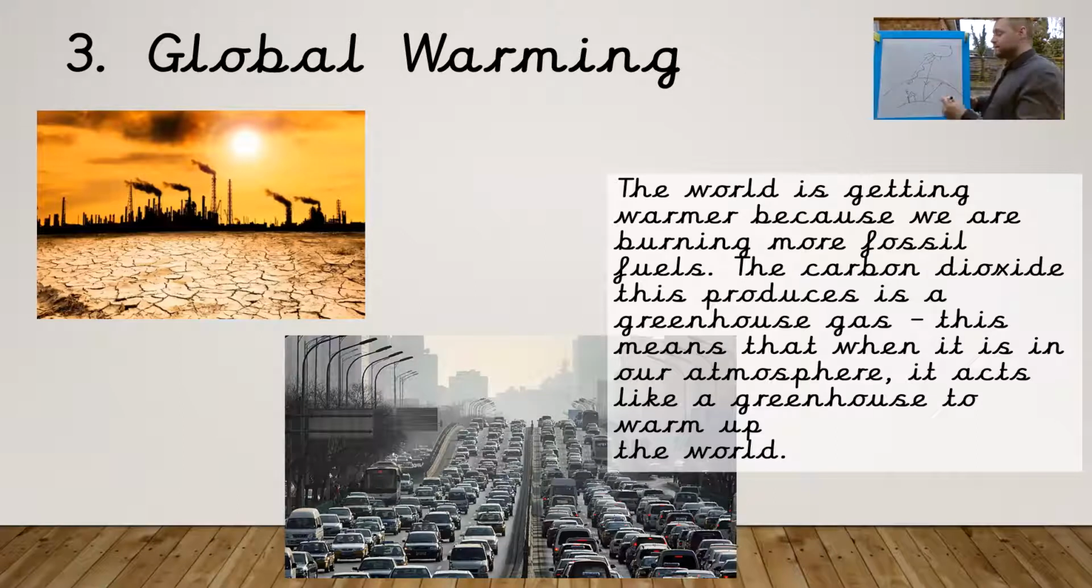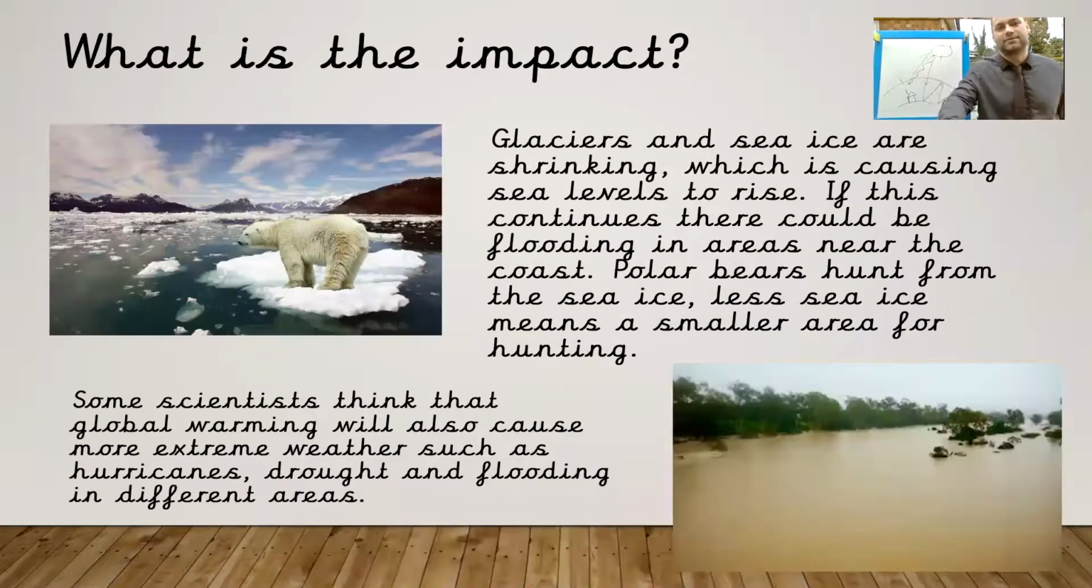Now, beforehand, it used to be able to escape quite freely, but now we're contributing. This is called global warming, and the heat cannot get back out, so it bounces back down, up and down on the Earth's surface, making it a lot warmer. And that's why the ice caps are melting. Polar bears are losing their habitats as well. So glaciers and sea ice are shrinking, and if this continues, there could be major flooding in areas that are near the coast or down in sea levels.